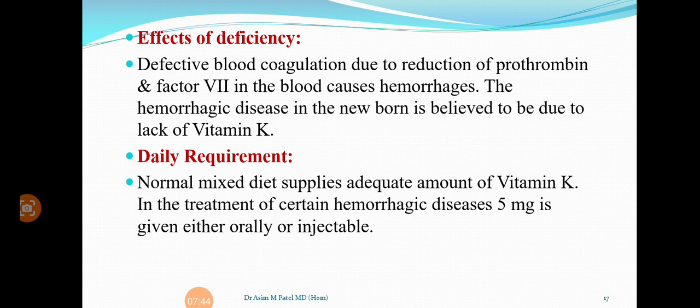The daily requirement of vitamin K. A normal mixed diet supplies an adequate amount of vitamin K. In the treatment of certain hemorrhagic diseases, 5 milligrams is given either orally or by injection. So this is about vitamin K.